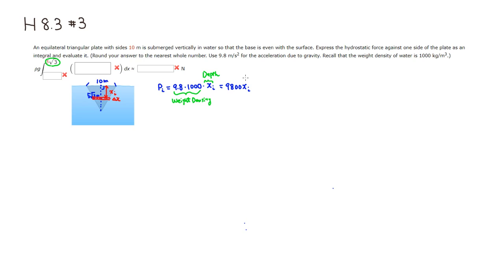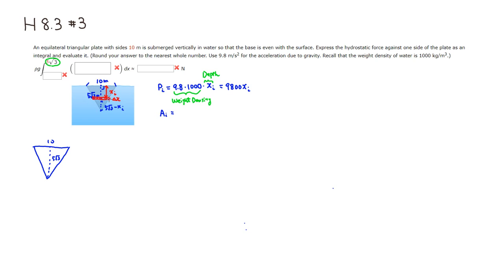Area of this rectangle at the depth xi, I'm going to call it Ai. We know that this is xi, so this part right here is 5 square root of 3 minus xi. Then we have to visualize a couple of similar triangles. This is the original big triangle, so here it's 10, and the height is 5 square root of 3.